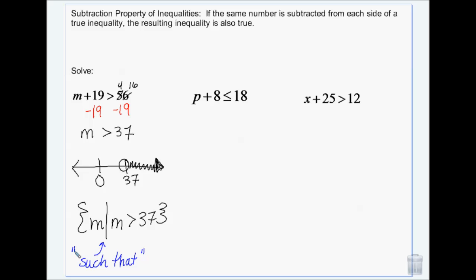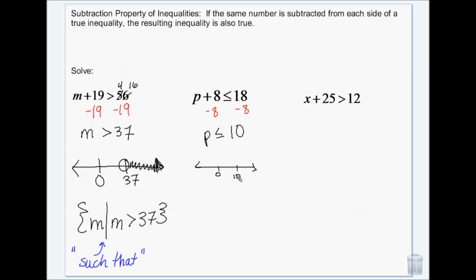Okay, so what are we going to do on this next one? Mine's add 8. So p is less than or equal to 10. Anybody want to come draw the graph?